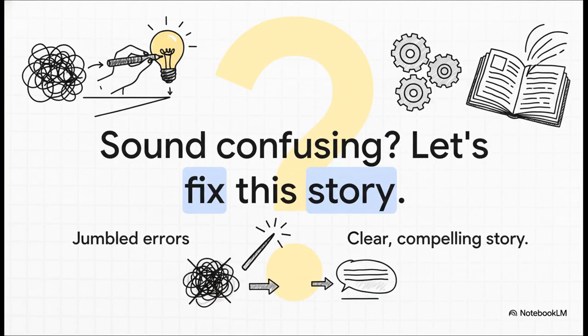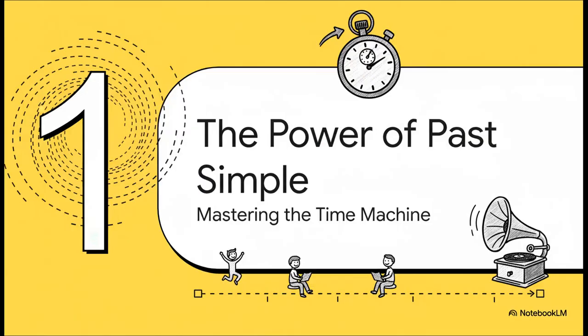Every single one of these mistakes is super common, and more importantly, they are totally fixable. We're about to transform this jumble into a story that's clear and compelling. So let's get started. All right, first things first, the big one. It's all about time. When you're telling stories about things that have already happened, that are finished, English is really strict about this. You've got to use the past simple tense.